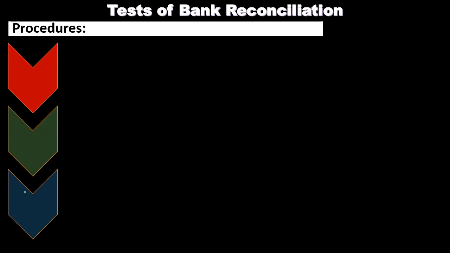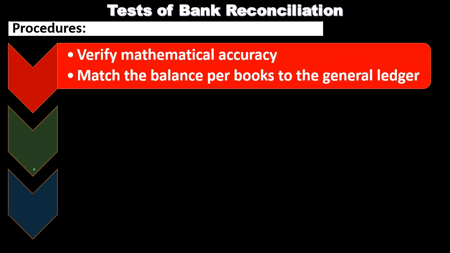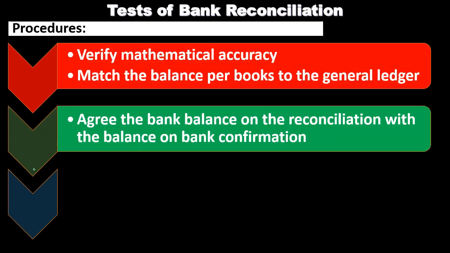So, test of bank reconciliations. Procedures for the test of the bank reconciliation: we're going to verify mathematical accuracy, so we're going to add it up again. Match the balance per books to the general ledger. So whatever's on the bank reconciliation for the book balance should match what's on the GL, and it should match what's included in the cash account on the balance sheet.